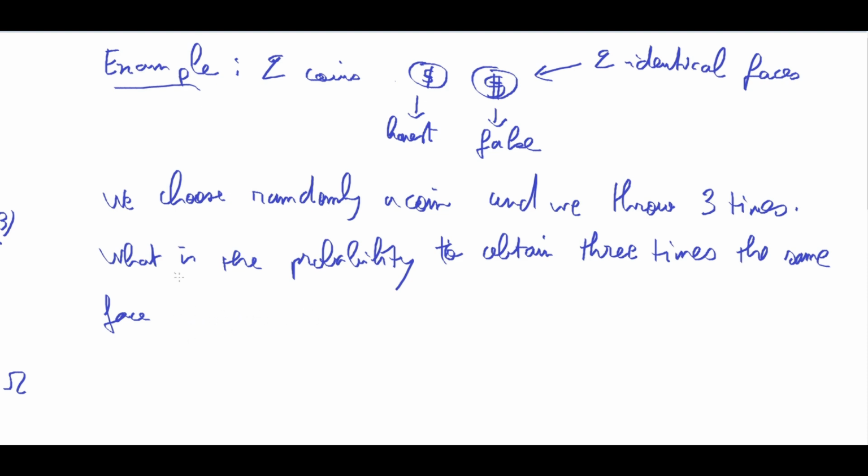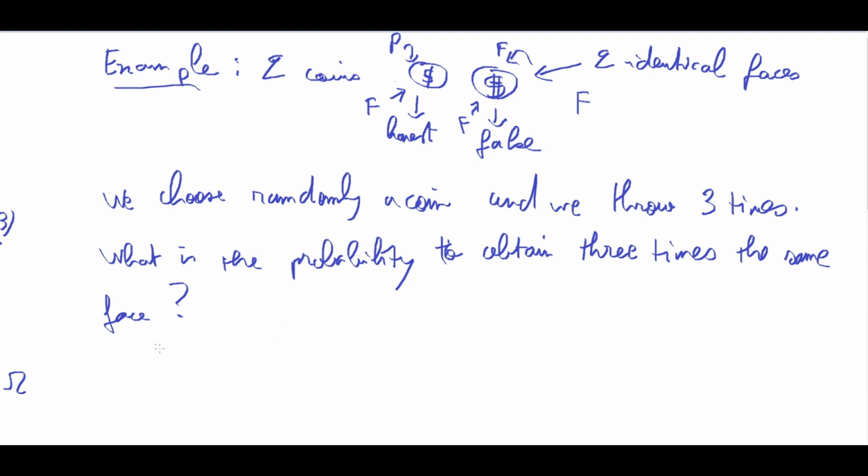The probability to obtain the same face. Here we have F and F, and here we have, let's say, F and P, face P, face F, and here a face F and face F. So what is the probability to obtain 3 times the same face?